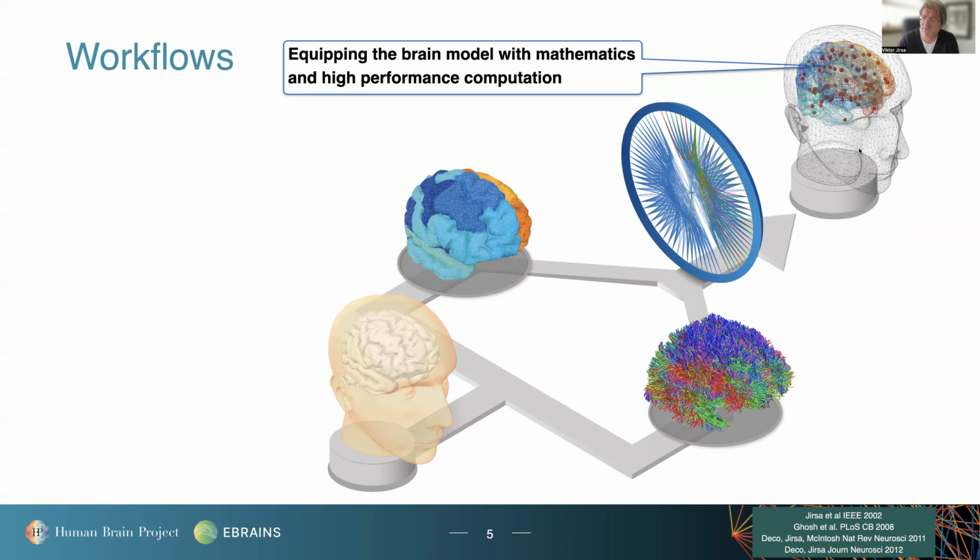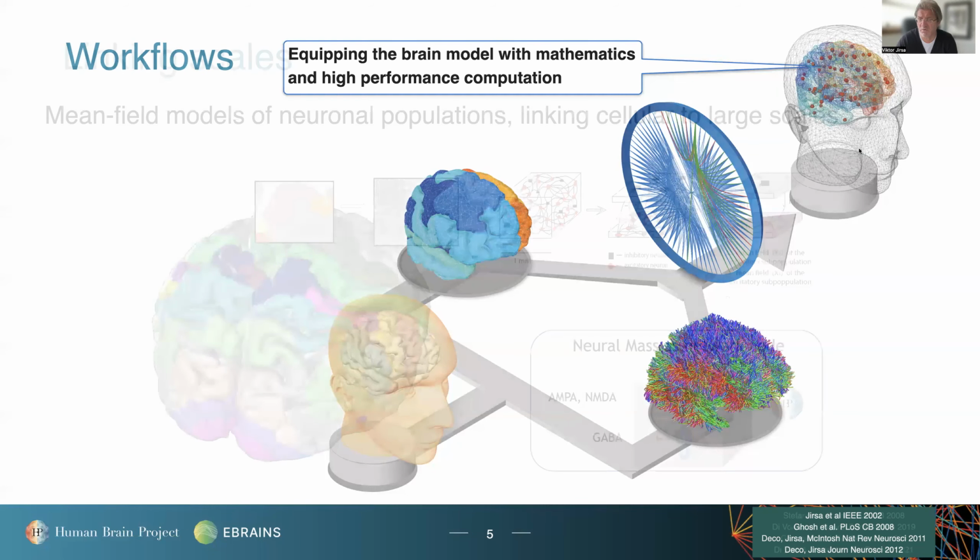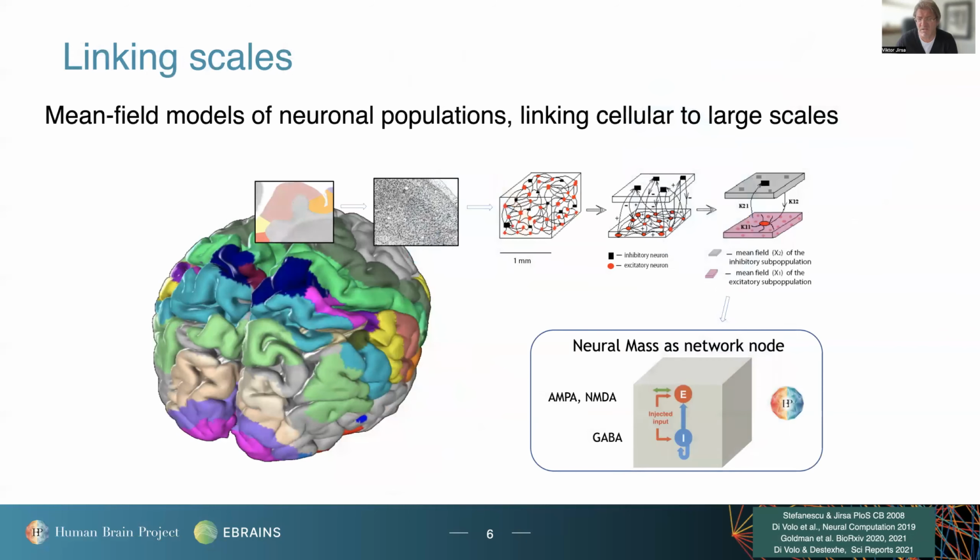In order to get the function in there, to render it functionally useful, we need to equip it with mathematical models. And on this level of organization, we do this using so-called neural mass models. These are models where we use techniques from statistical physics, in particular mean field theory, where we use microscopic representations, typically point neurons that we cluster in individual populations.